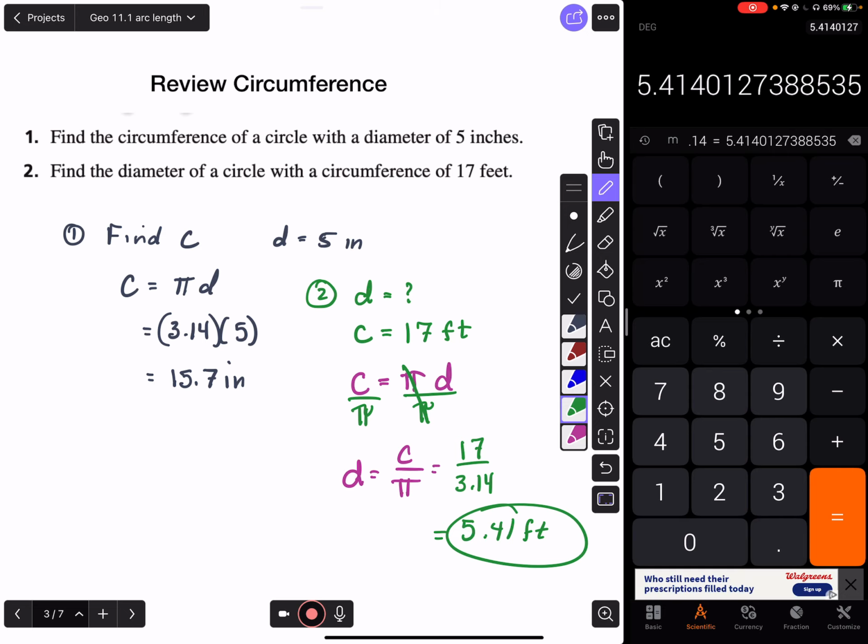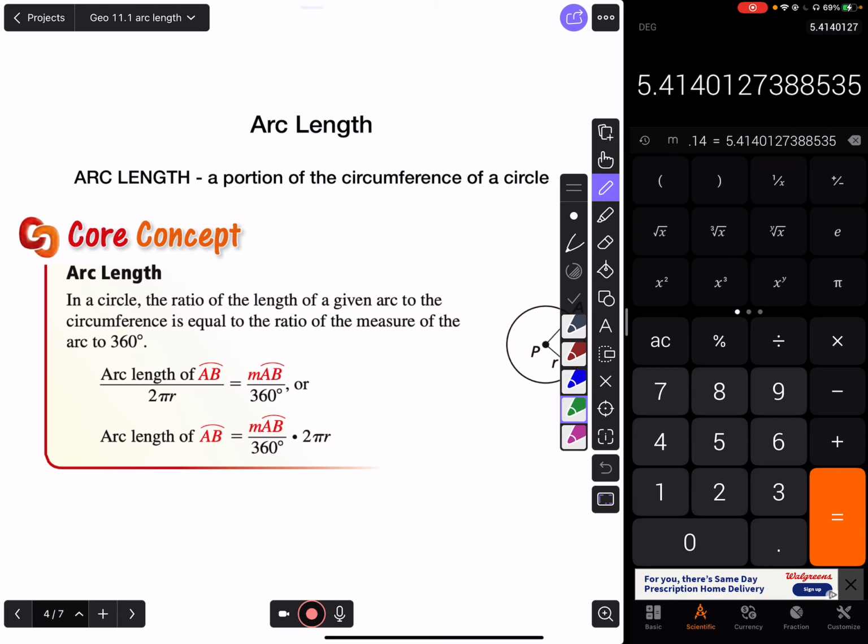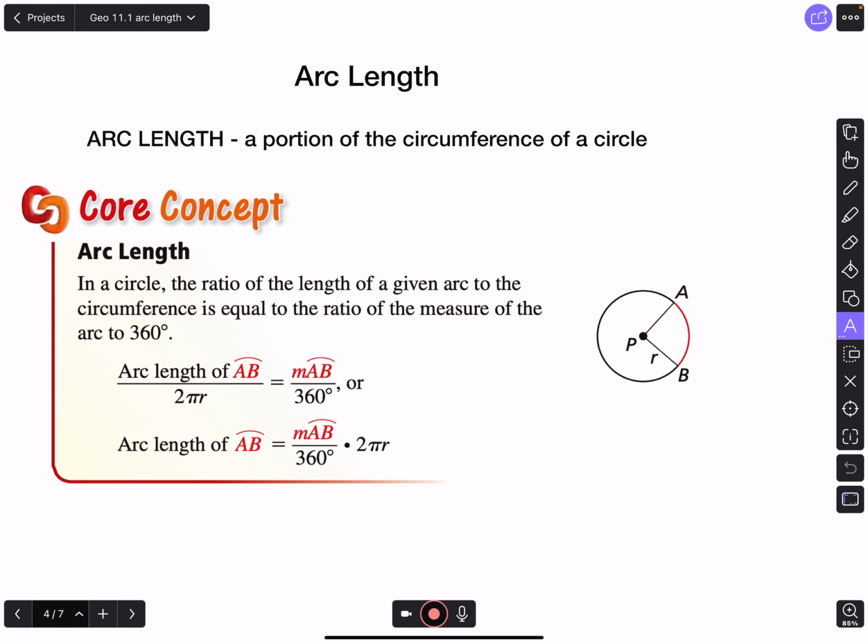So that's just a quick review of circumference. Today we're going to expand on that. We're going to find the arc length. So let's take a look at first what we mean by arc length. The arc length is just a portion of the circumference. Remember, circumference is distance around the circle. And if we want an arc length, we want a portion of it, and that's this red highlighted part. So I would like to find just that length of this distance around the circle. Okay, so that is our arc length right there.